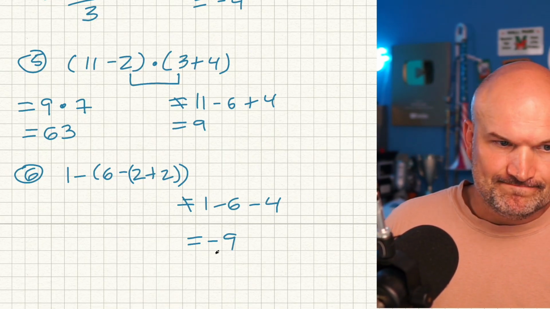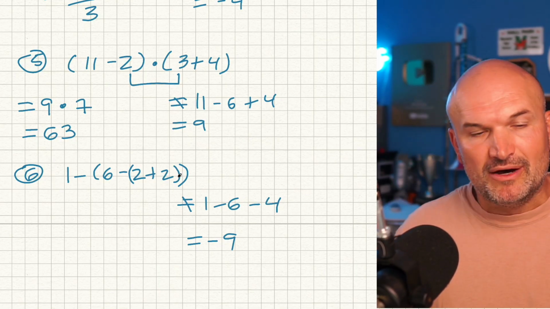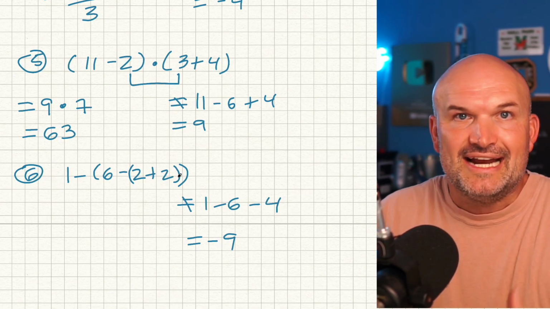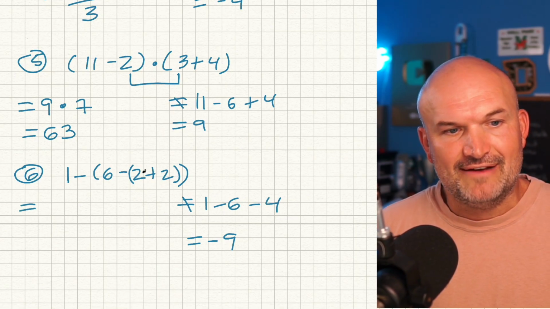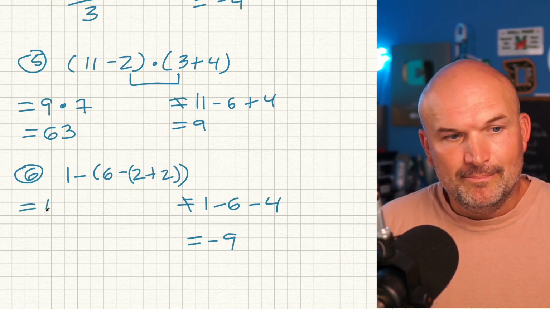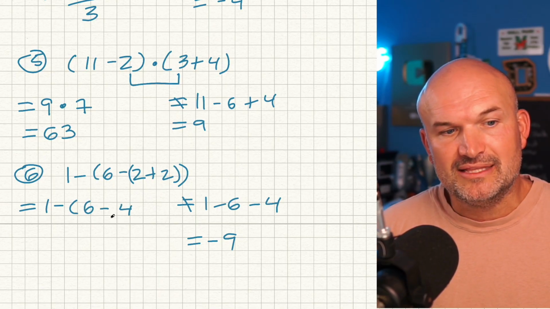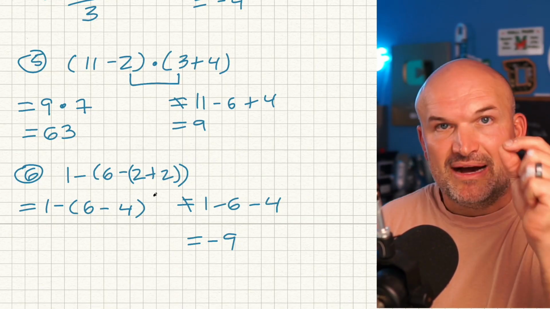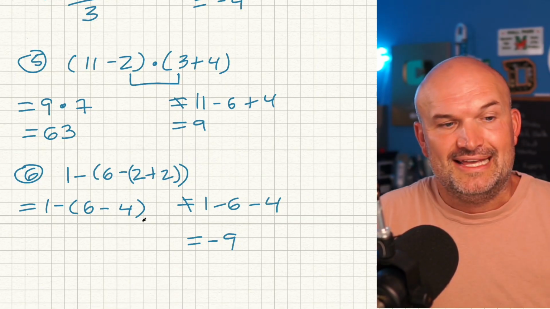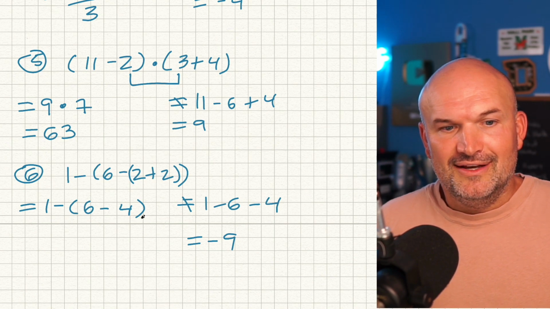But what is the problem? Well, ladies and gentlemen, we can only get rid of the parentheses once we've simplified what's inside of those parentheses. So the correct way to approach this is if I have 2 plus 2, that's 4. I got that. I can eliminate the parentheses around the 4, but I cannot eliminate the parentheses around the 6 minus 4 because I have not simplified that yet. Even though it's still subtraction and subtraction, right?